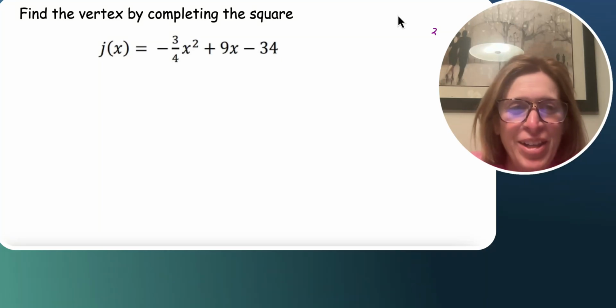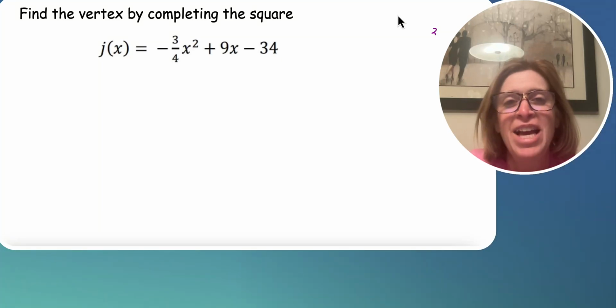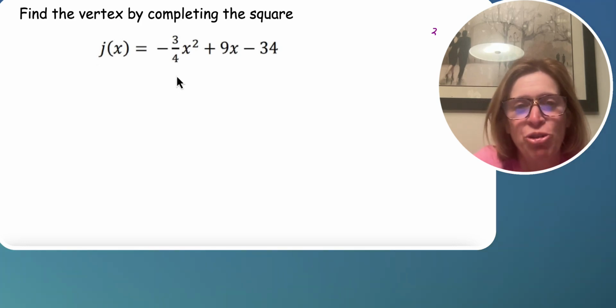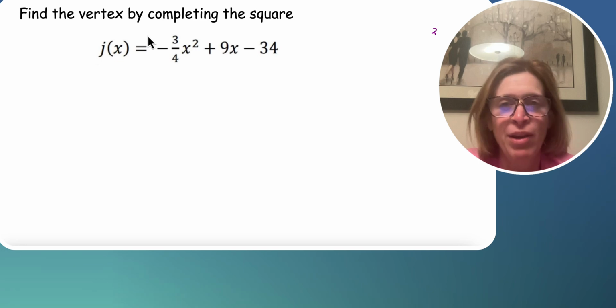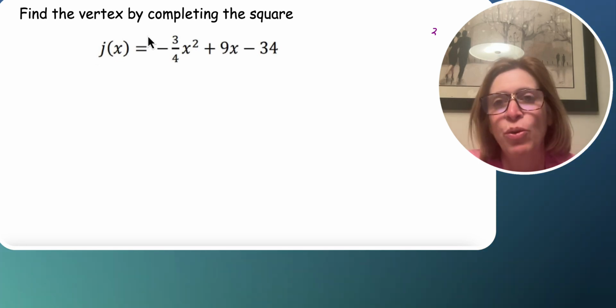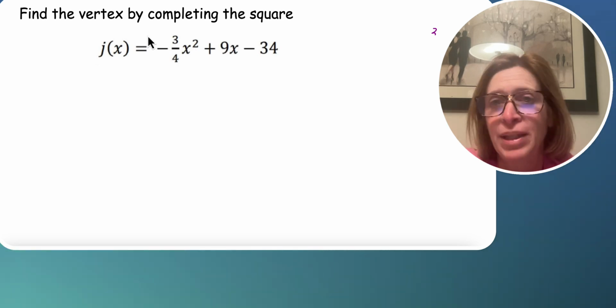Hi everyone, it's Coach Fred here, and today I'm going to be showing you how to find the vertex by completing the square of a pretty tricky problem. You know, as math teachers, we love to be tricky, but sometimes we make questions a little bit more involved, so we ensure that you understand what to do and that you understand some of the techniques needed to do something like completing the square.